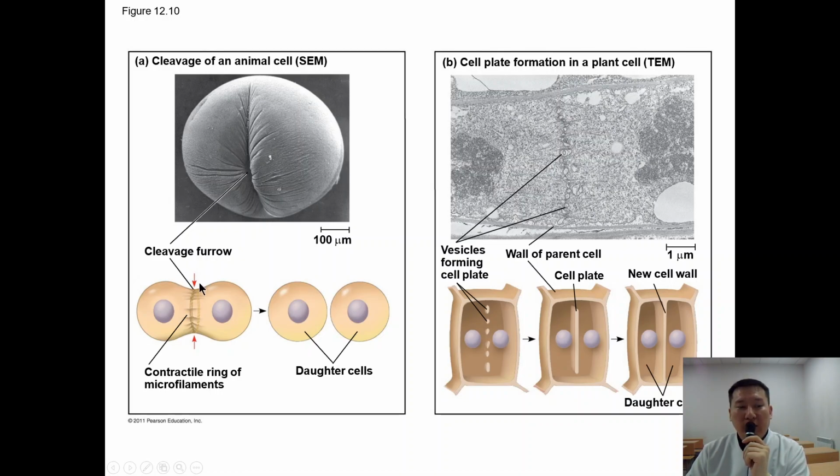So the cleavage furrow is formed from contractile rings of microfilaments, and as a result, two daughter cells form.